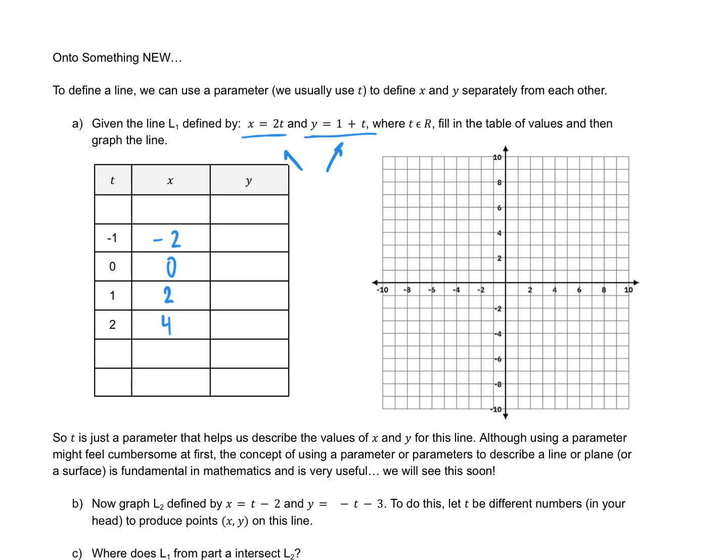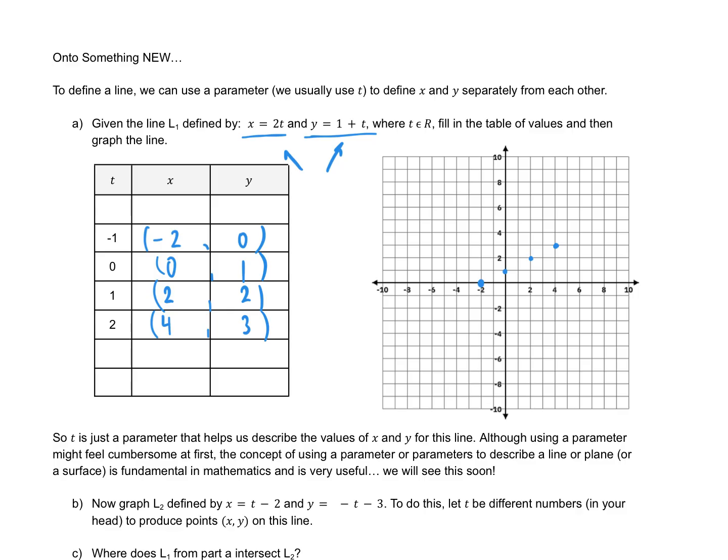So 1 plus -1 is 0. 1 plus 0 is 1. 1 plus 1 is 2. 1 plus 2 is 3. And now we have coordinates, -2, 0. I'm going to plot it. 0, 1. Plot it. 2, 2. 4, 3.